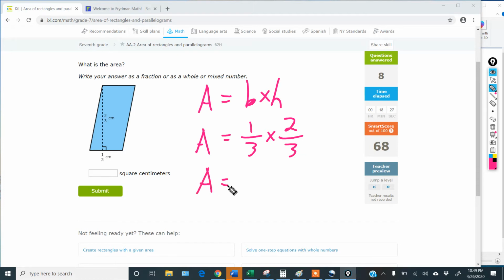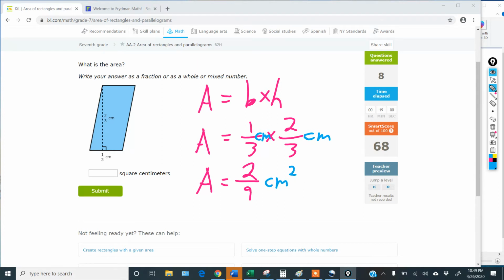And when we multiply fractions, we just go zhoop, zhoop. We multiply the numerators together, and we multiply the denominators together. So 1 times 2 is 2, and 3 times 3 is 9. And the units, by the way, would still be square centimeters because we had centimeters here. I'll just write it out, even though I said I wouldn't do that again. We had centimeters here and we had centimeters here. So centimeters times centimeters is square centimeters.